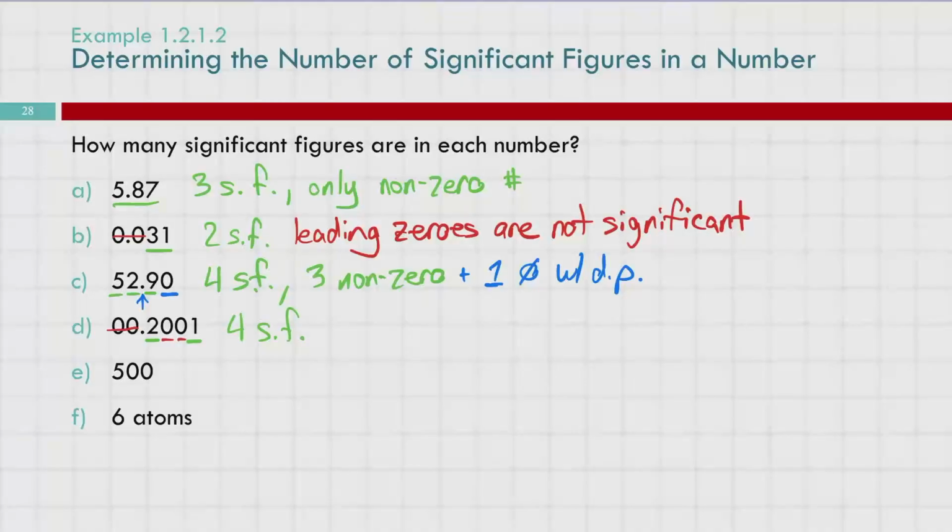And about 500. It's at least 1. Are the trailing zeros significant? Maybe. It could be that they're both significant. It could be that neither of them is significant. So this is ambiguous, meaning that we're not sure. It's not clear. It's at least 1.